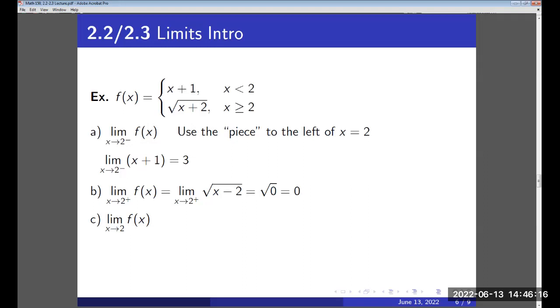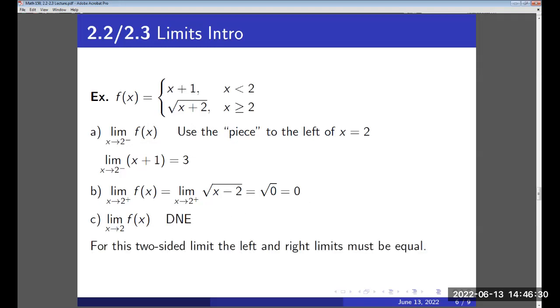Well, I don't have a graph, but I can see that the left side went to 3 and the right side went to 0. They're not going to the same place. So the two-sided limit does not exist. There was a jump there. It was going towards a 3, and then it jumped down to 0 and then continued on.